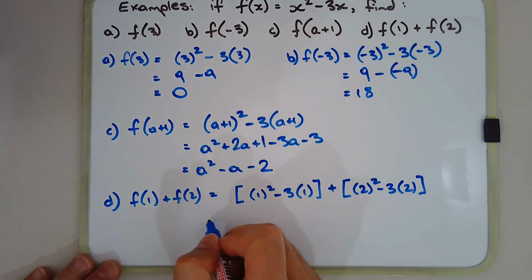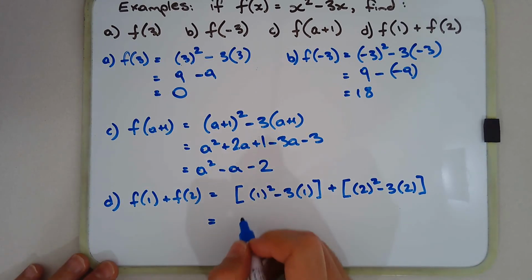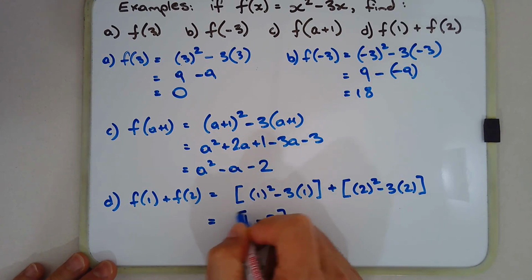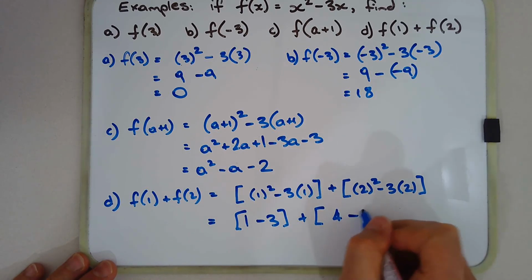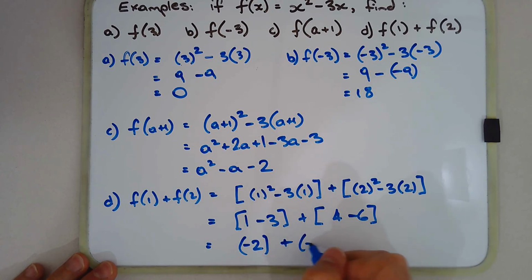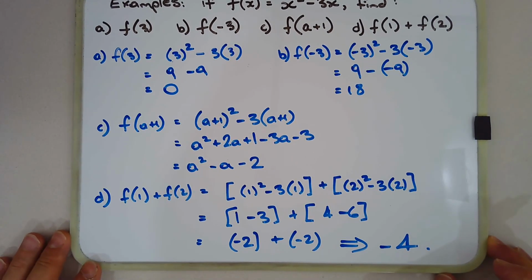Okay. Let's evaluate each of the square brackets. So we have 1 minus 3, plus 4 minus 6. 1 minus 3, that's -2, plus 4 minus 6 is -2, and that will equal -4. And that's how we use function notation.